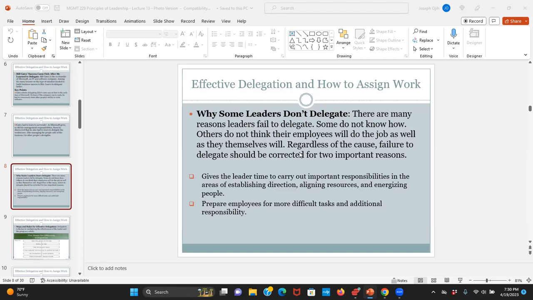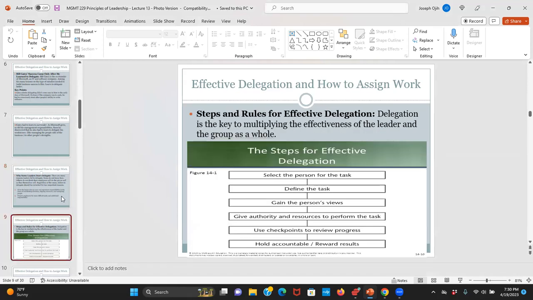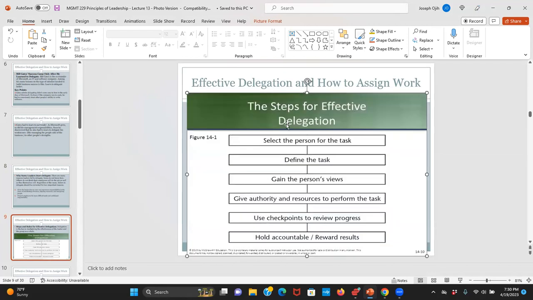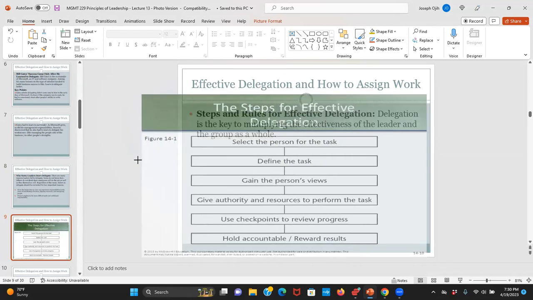So at this point, we are going to look at some of the ways we do the delegation exercise, the right way to do it, or the right steps and rules that we must follow when we are delegating to make sure that our exercise is effective. So that is the first one. I'll make it a little bit bigger. You can see the delegation here.